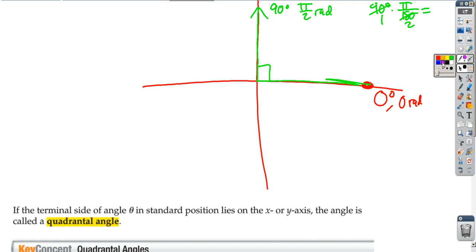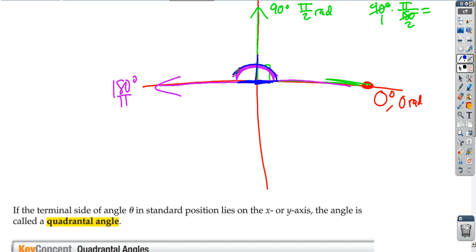Pi over 2 radians. Now suppose we take this angle and open it all the way around so it finishes there. That's half a circle. This little purple thing is half a circle, and half a circle is 180, which is equivalent to pi radians. And then the final one would be, so this right here is a quarter of the circle, which is 90. This right here is half the circle.